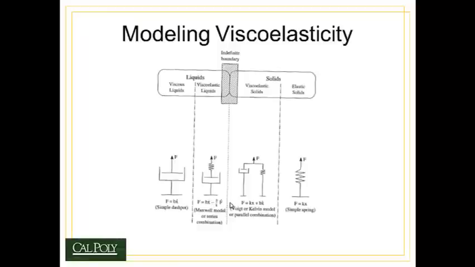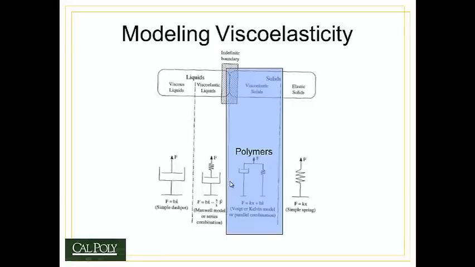Viscoelastic materials are combinations of both a spring and a dashpot. A viscoelastic liquid, like a polymer melt, would use what's called the Maxwell model, or a series combination of springs and dashpots. Whereas a viscoelastic solid, which is what we're interested in for polymers, would include a dashpot and a spring in parallel. So in this case, the force is equal to kx plus b x dot, or b times the displacement rate.